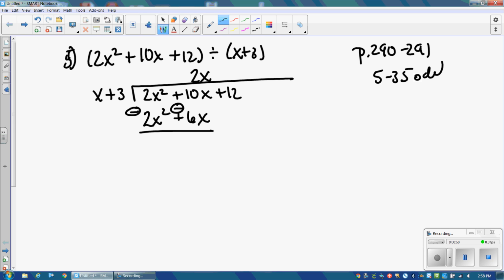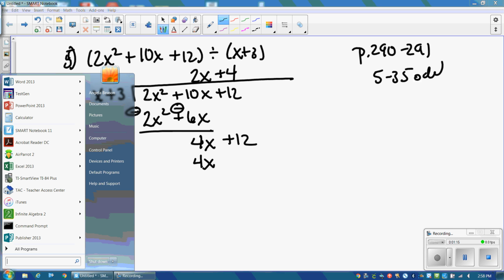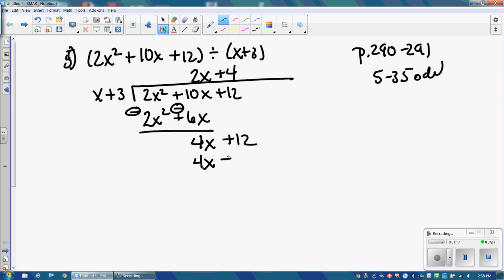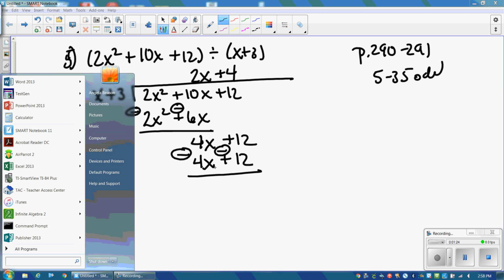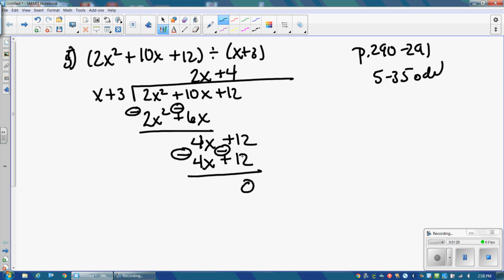I am going to now subtract. So these cancel, and 10x now minus 6x is going to be 4x. And then I bring down the plus 12. Then I say, what do I multiply x by to get 4x? And it's 4. So 4 times x is 4x, and 4 times 3 is 12. So now I draw this line and I subtract. So it's going to be subtracting this and subtracting this. And I don't know why all that stuff is popping up. But my remainder is 0. Everything cancels out. So my answer is just 2x plus 4.